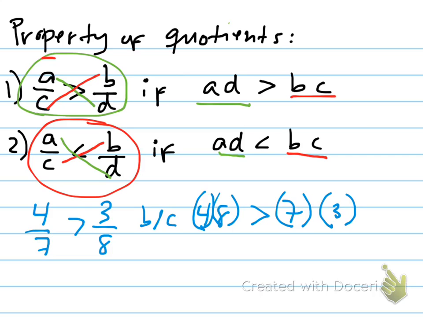And are they right? What is 4 times 8? 4 times 8 is 32, and 7 times 3 is 21. That's correct. So that means that this first one is bigger, and that's why you put the greater than on this side. So that's another method that you can use to figure out which one is bigger.